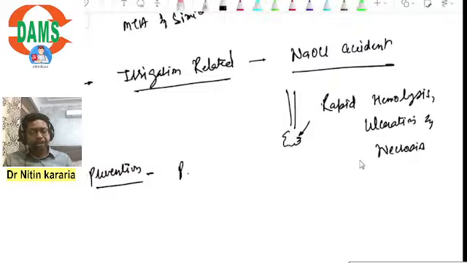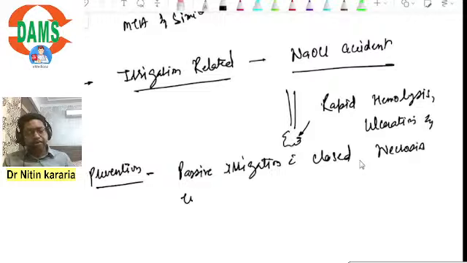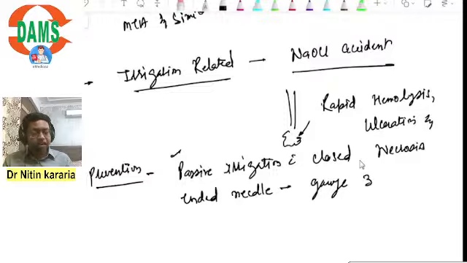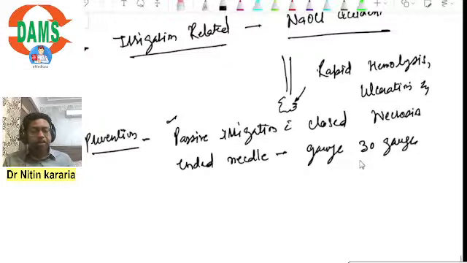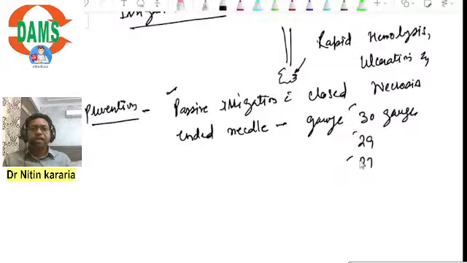Prevention is passive irrigation with closed ended needles. We have to do careful flushing of the root canals with closed ended needles. Most commonly used gauge is 30 gauge needle for irrigation of root canals. If the 30 gauge is not there in the options, 29 or 27 gauge in that sequence you have to answer. Okay, needle gauge. 30 gauge is the most frequently used.